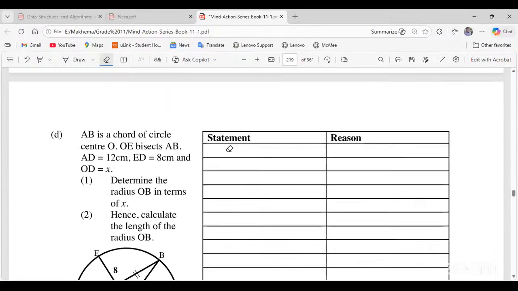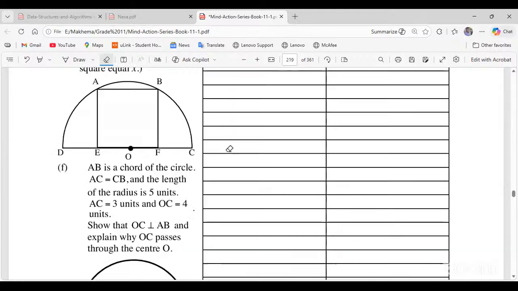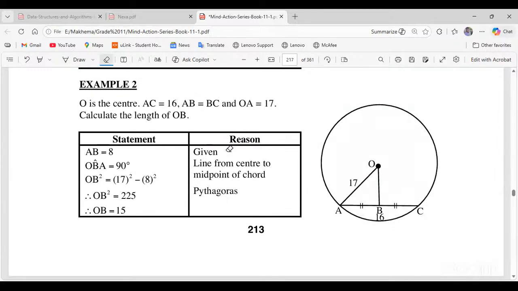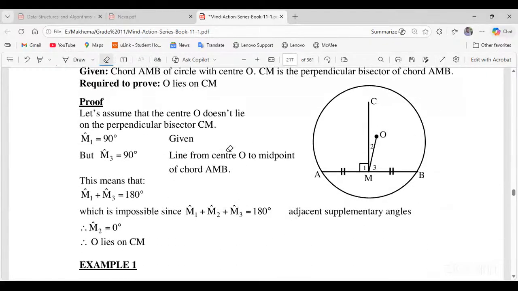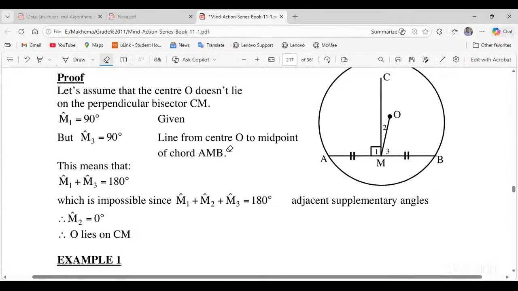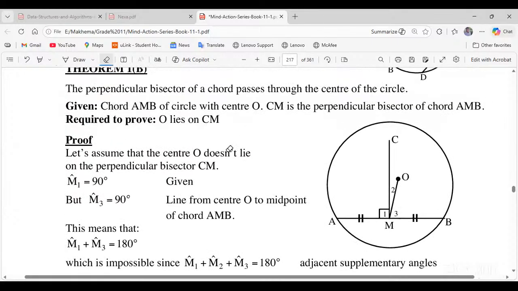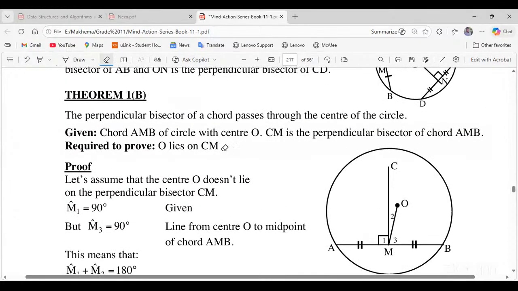Fine. Theorem 1B. Okay. Is this the last one? Yes. From here, we'll be going to theorem 2. Okay, nice. Are we moving so fast? I don't hope so. Maybe I'm accommodating everyone in this lesson. Okay. What does theorem 1B say? A perpendicular bisector of a chord. This is the perpendicular bisector to this chord. Passes through the center of the circle, right?